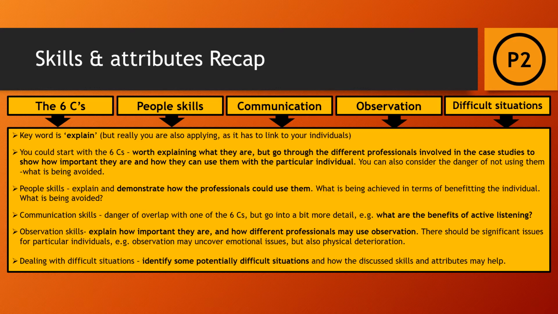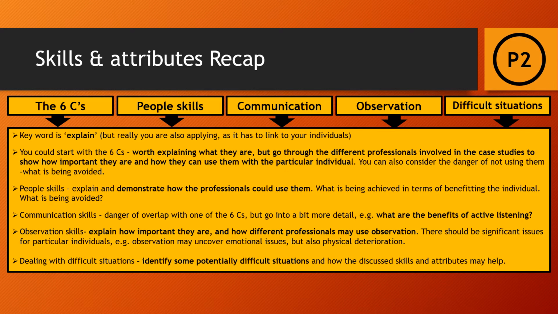You can consider also the dangers if you didn't use these. What would it do? By using these, what are you avoiding? So you can kind of look at it in that way as well. Then move on to people skills and do the same thing. What are they? How do professionals use them? What would be achieved in terms of benefits for individuals? What's being avoided? Come back to then move on to communication.